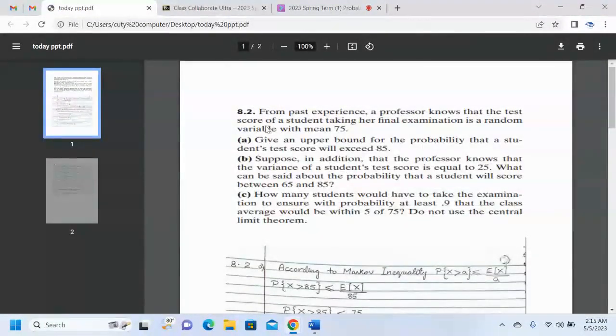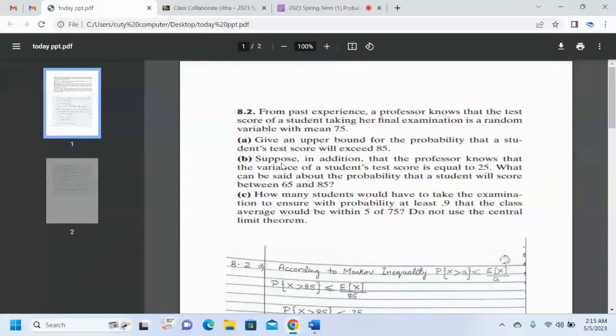Okay, I'm going to present 8.2. From past experience, a professor knows that the test score of a student taking her final examination is a random variable with mean 75. So we have to find 3 parts which are given below. Part A is asking for an upper bound for the probability that a student's test score will exceed 85.